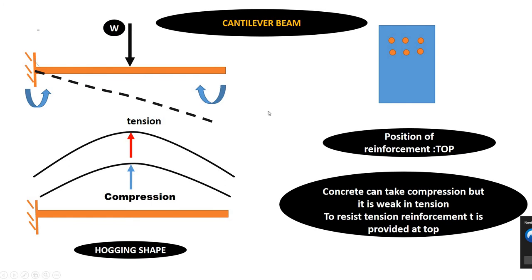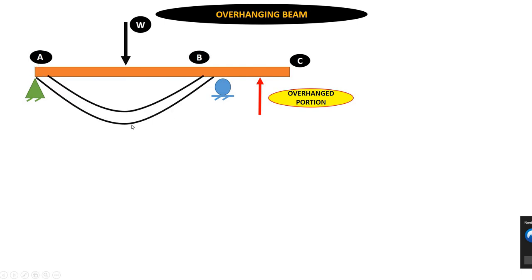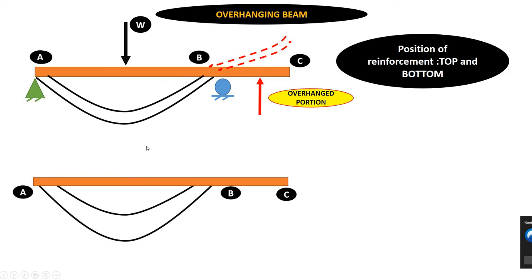Now let us take an example of the next beam, that is the overhanging beam. For the overhanging beam, we have a combination of sagging and hogging shape, right? How is it here? If you look at this portion, the deflection is downwards, right? And if you look at this overhang portion, the deflection is upwards, right? So for this, you have a combination of sagging and hogging shape. For the sagging shape, compression is at the top and tension is at the bottom.